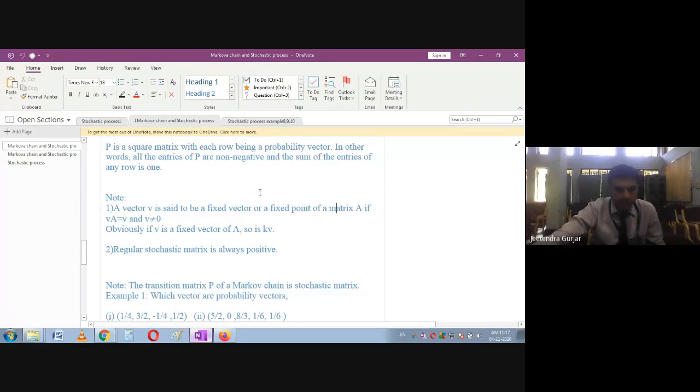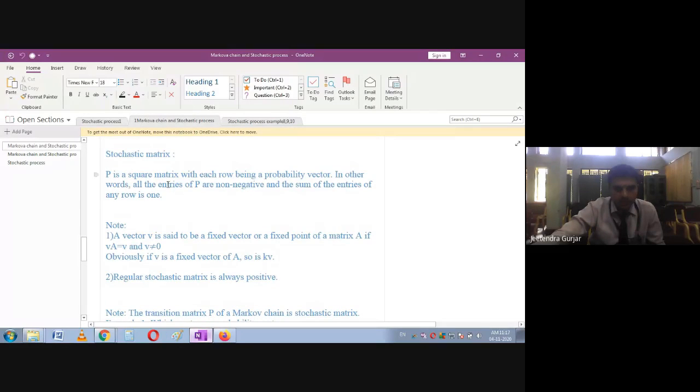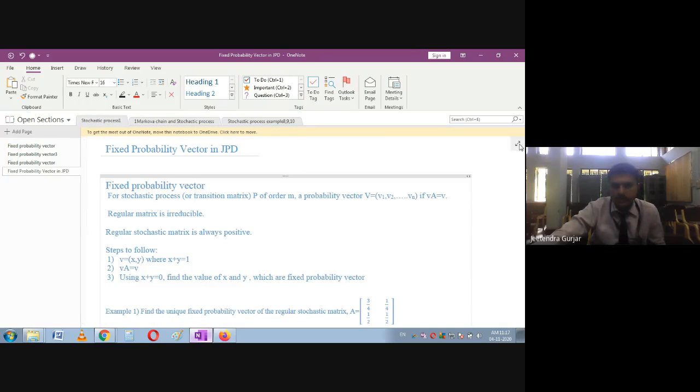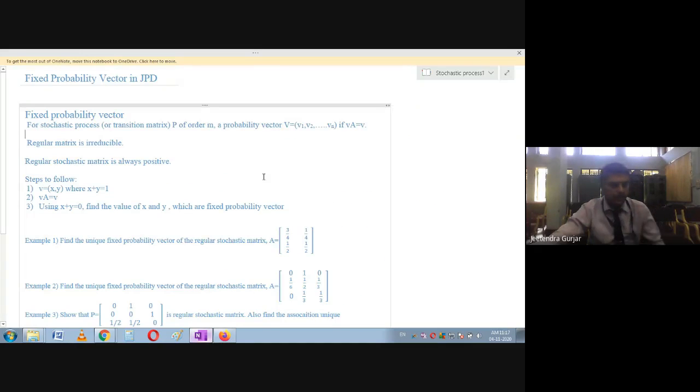Here is the definition of a stochastic matrix that we have seen: P is a square matrix with each row being a probability vector. In other words, all the entries of P are non-negative. Please remember the first condition, probabilities are always non-negative, and in a stochastic matrix the sum of the entries of each row is always 1. Such one mark questions may be asked in the internal test and final exam, so please be prepared.